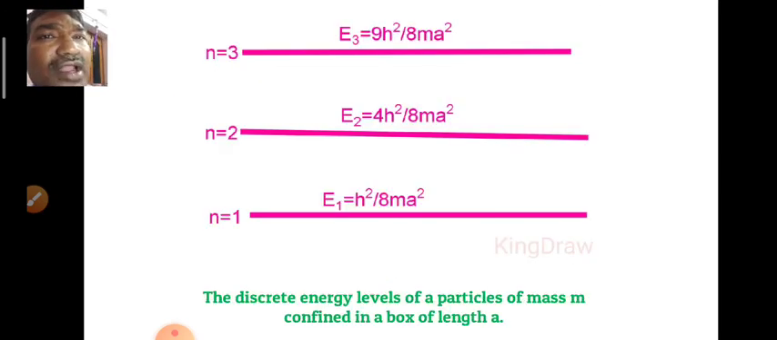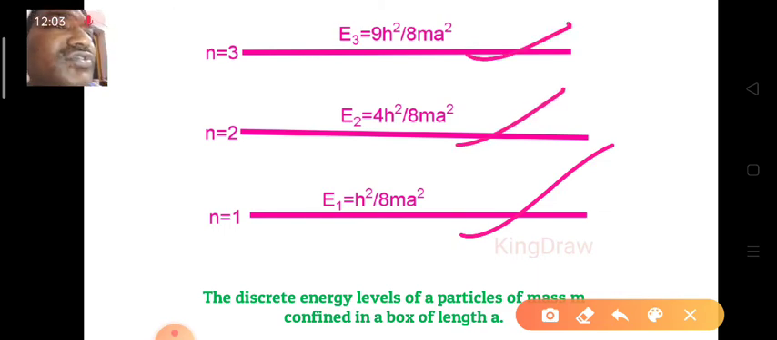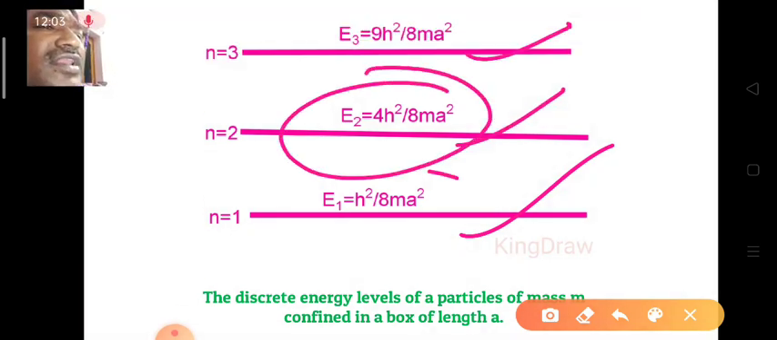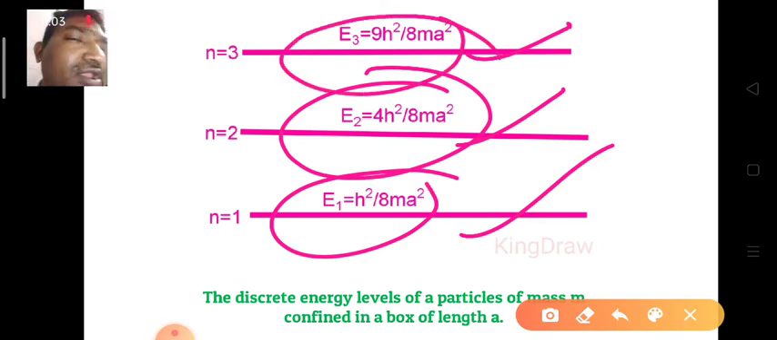And look here, on applying n is equal to 1, we get this one, and n is equal to 2 and n is equal to 3. So these are the energies of the particle moving in the one dimensional box. Some energy gaps are there between them. That means these energies are quantized. So from the Schrodinger equation, we came to the concept of quantization.